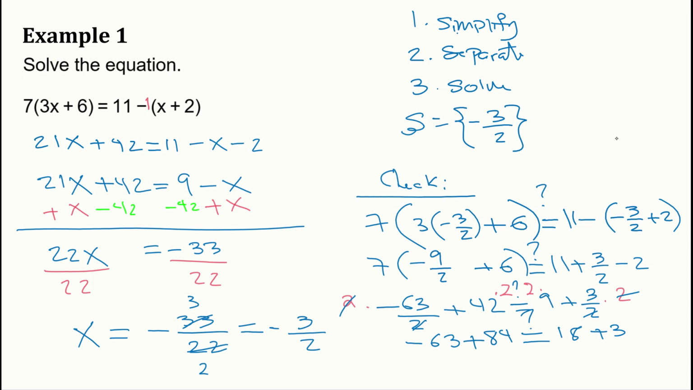Now on the left side here, I have negative 63 plus 84, which is 21, equals, and on the other side I also have 21 because 18 plus 3 is 21. So now I don't need the question mark anymore because I have verified that substituting negative 3/2 for x in the original equation makes the equation true. Therefore, that's what is meant by a solution, and we have found the correct solution. So that's how you can solve and check a linear equation.